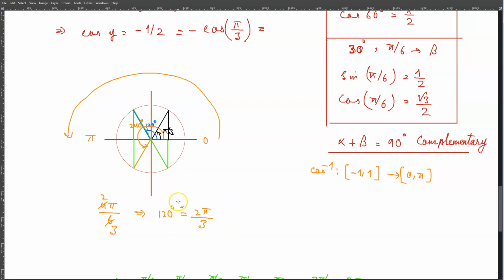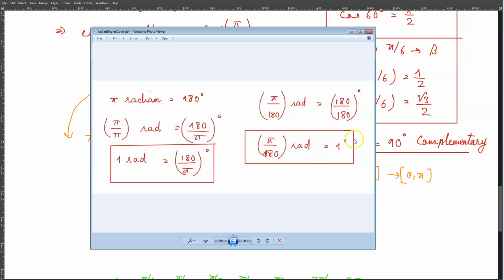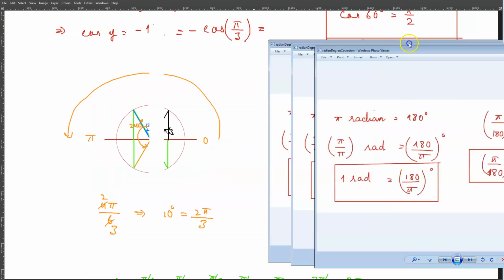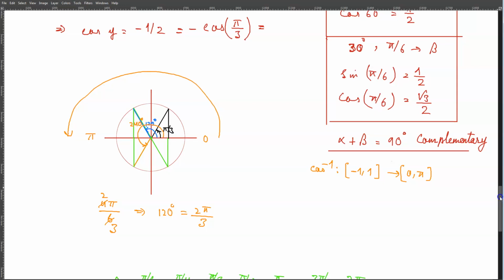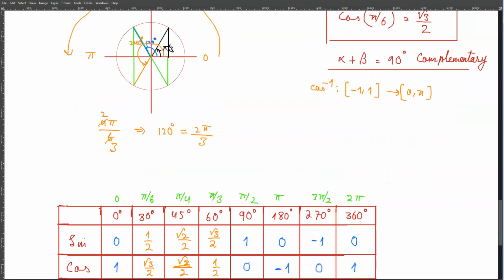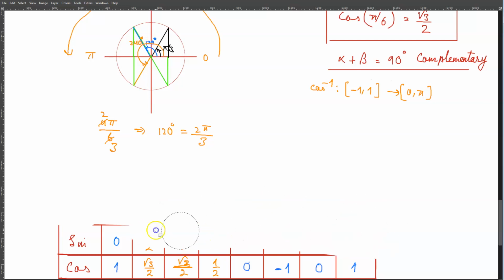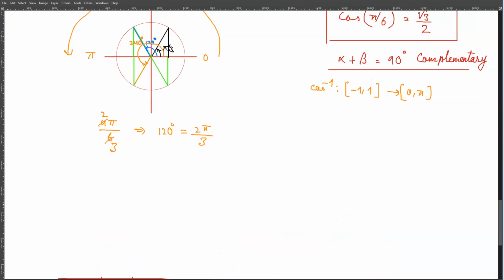Now this is a way that you can use in order to convert, instead of using the formula that we talked about earlier. Let me show you the formula first. We said that if you wanted to convert from radians to degrees, or from degrees to radians, back and forth, suppose that you have this angle over here, which is 120 degrees.